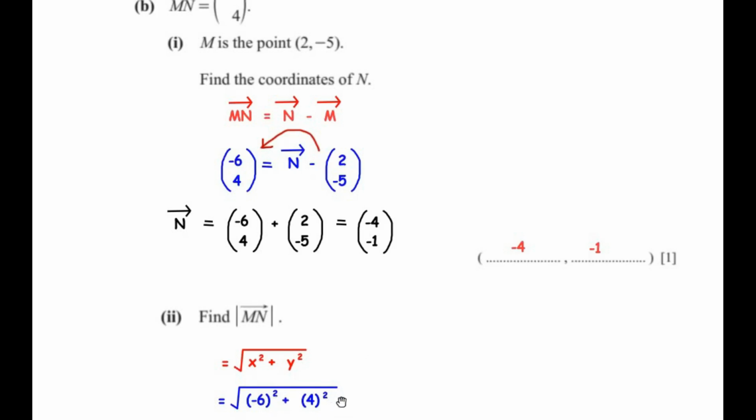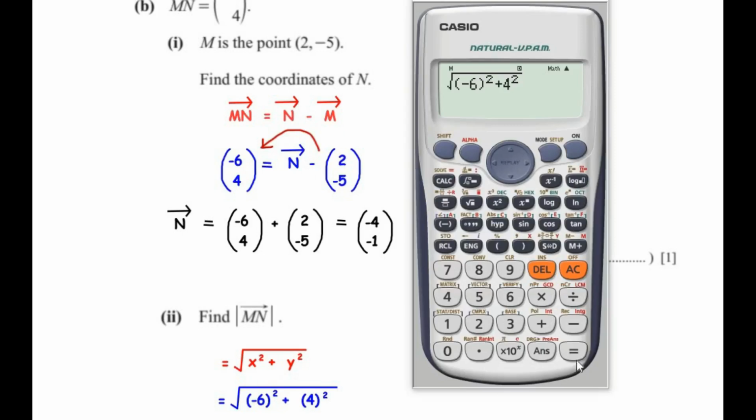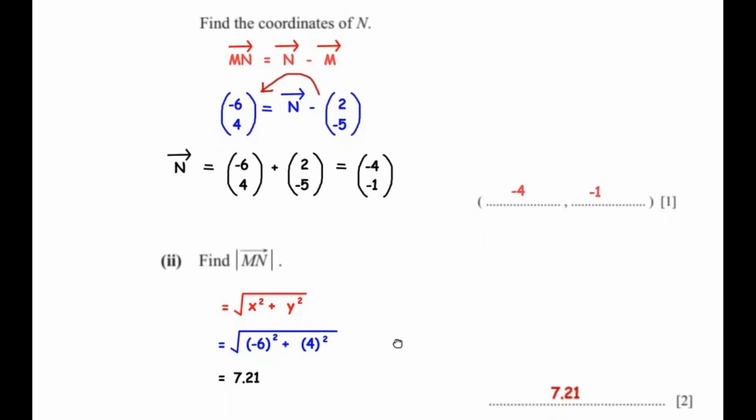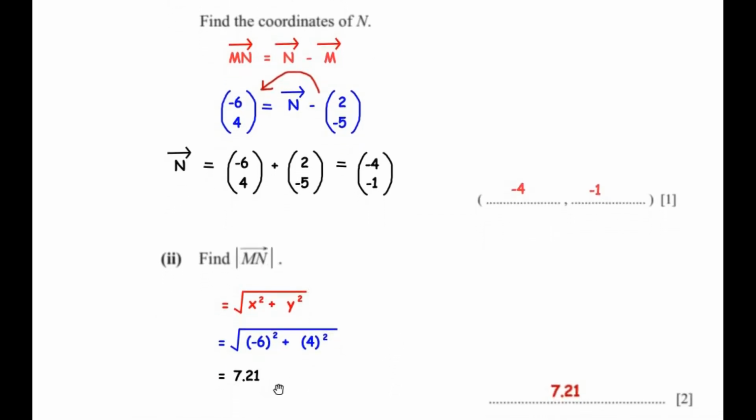Let us see what value this gives us. So this is going to give us the value as 2 root 13, or in decimals it is going to be 7.211. I'm going to round it to 2 decimal places and take it as 7.21. So the magnitude or absolute value of the vector MN is 7.21.